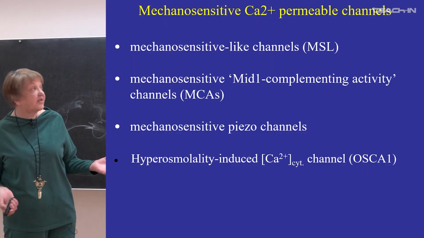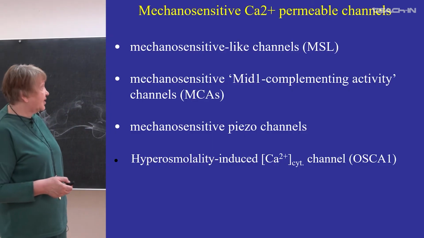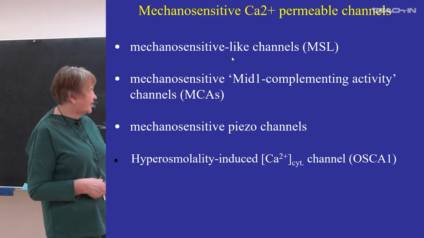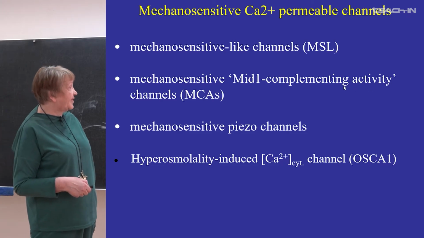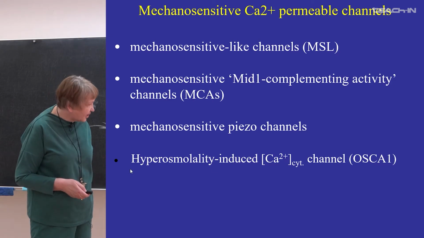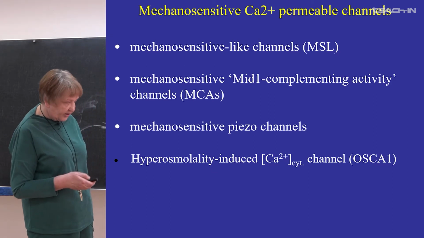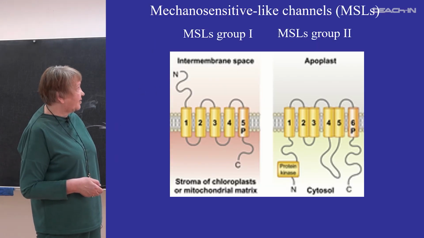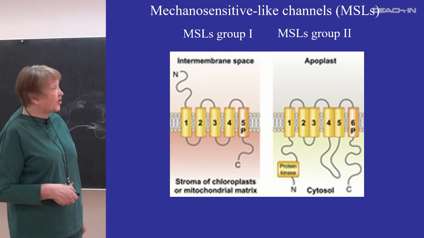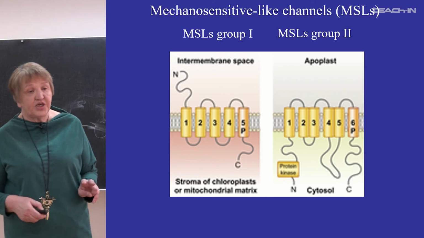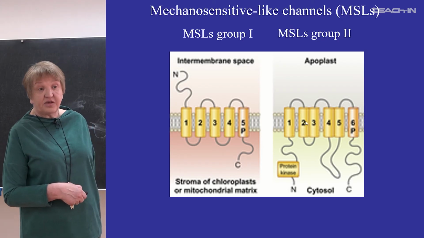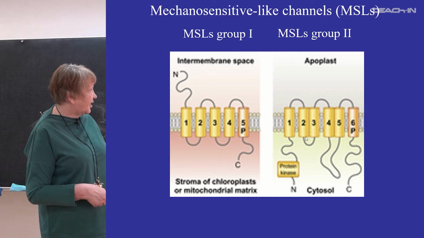So mechanosensitive calcium permeable channels in plants. One is MSL, mechanosensitive like channels, then MCA, mid-1 complementing activity channels, piezo channels, and hyperosmolarity induced calcium channel. Mechanosensitive like channels: there are 2 main groups of MSL channels, and one is in the stroma of the chloroplast or mitochondria, and another is in the plasma membrane.